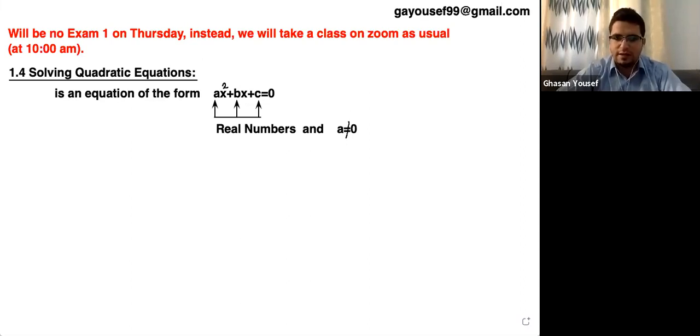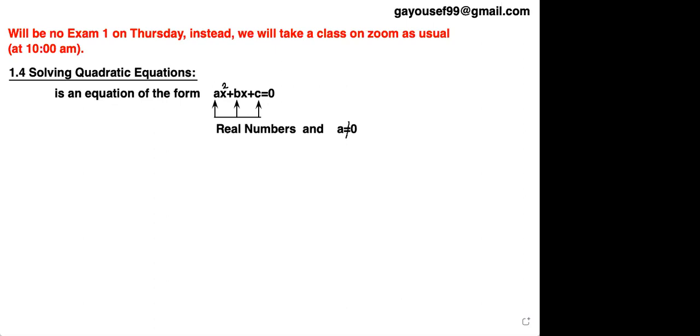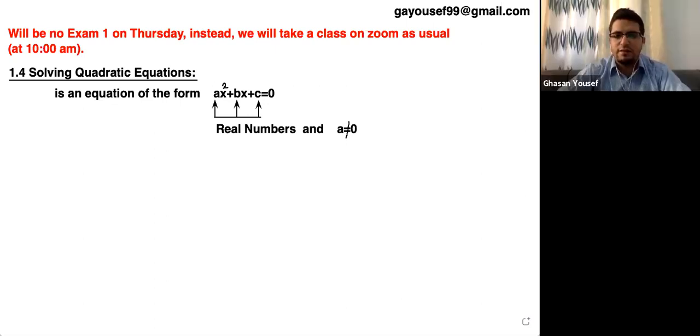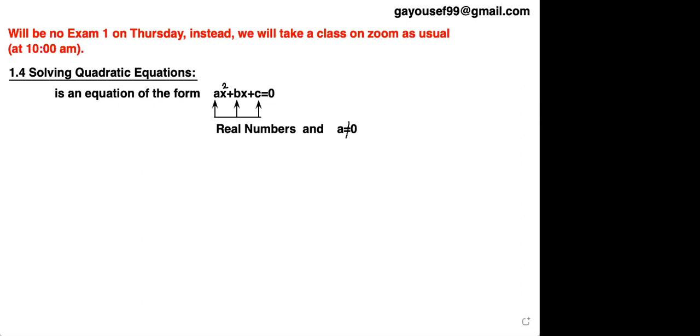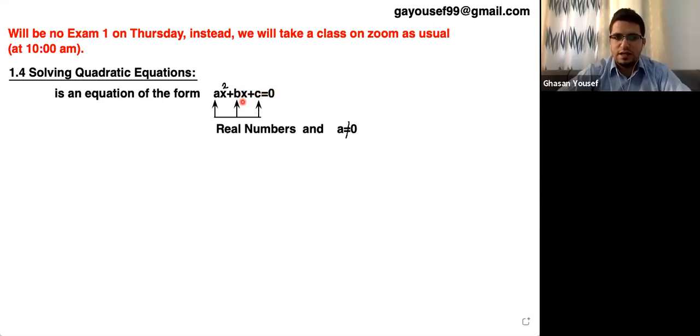What do I get? A linear equation, I will get bx plus c, right? Yeah, a linear equation, exactly. So if a equals 0, I will get bx plus c equals 0, and this is a linear equation from last time. So it will not be a quadratic equation. That's why a is not equal to 0. So a, b, and c are all real numbers, but a is not equal to 0. This is the quadratic equation.